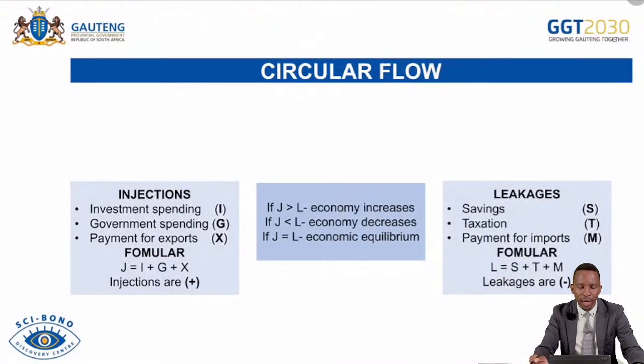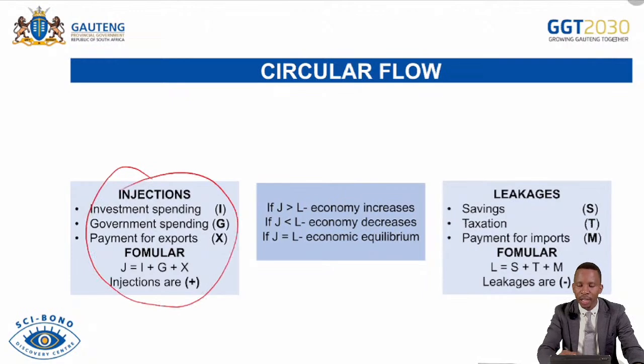And then the circular flow again, we talk about the multiplier, but before the multiplier, we talk about injections and leakages. So about injections, remember, to list injections, we talk about investment spending, government spending, and payment for exports. It's I, G, and X. The formula will say J equals I plus G plus X, which is injection.